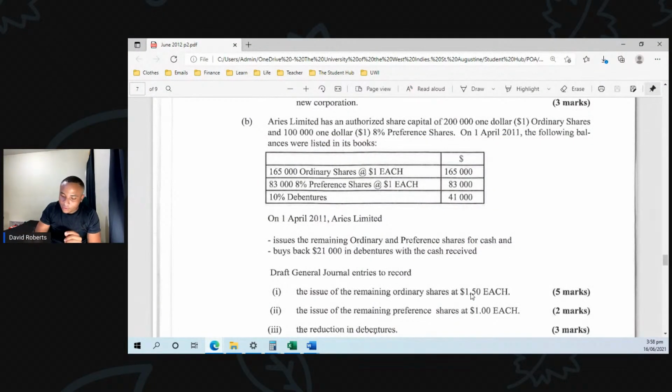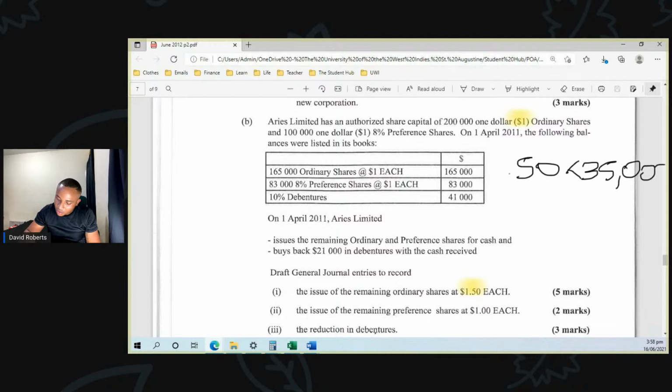Even though the ordinary shares were authorized at $1, and that's how you input the par value, we need to get the share premium, which is the difference between how much it was authorized at and how much it is issued at. If it's issued at $1.50, the share premium will be 50 cents multiplied by the 35,000 shares.